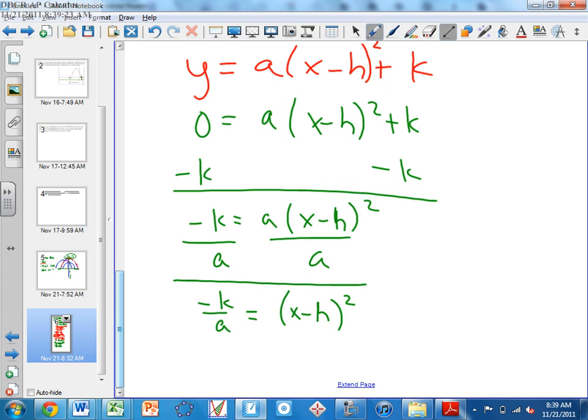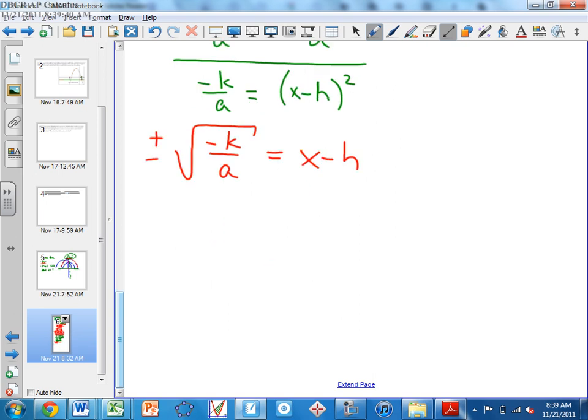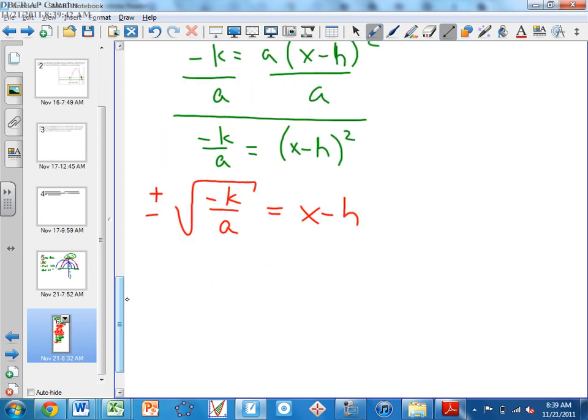Julia, focus please. John, continue. And then you'll have the square root of negative k over a. Good. Take the square root as the next step. Very good. So when we square root this side, we're going to get negative k over a with a plus or minus equals x minus h. And finally, John, what should I do with the h? Add the h to both sides.